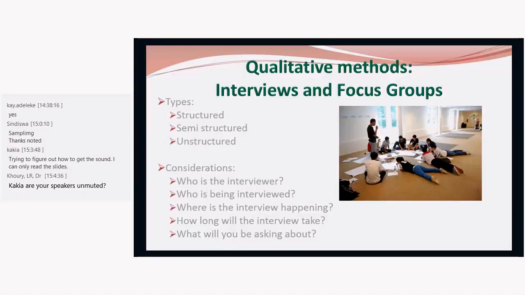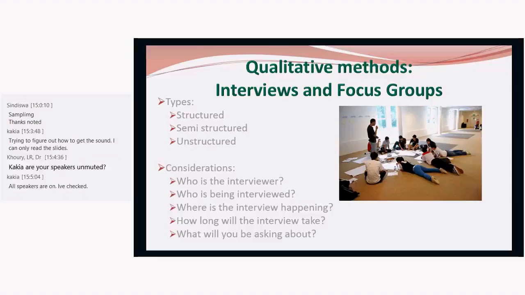Is it a private, safe space? Is it somewhere that the participant feels comfortable? There's no noise, nothing being rushed around. Be clear about how long the interview will take and what you'll be asking them about. All of these considerations are generally in the consent form that they sign before.